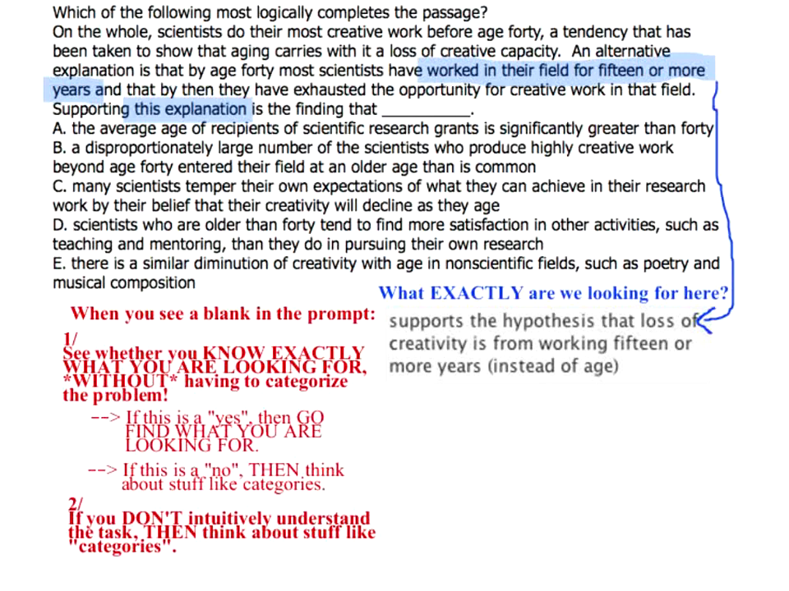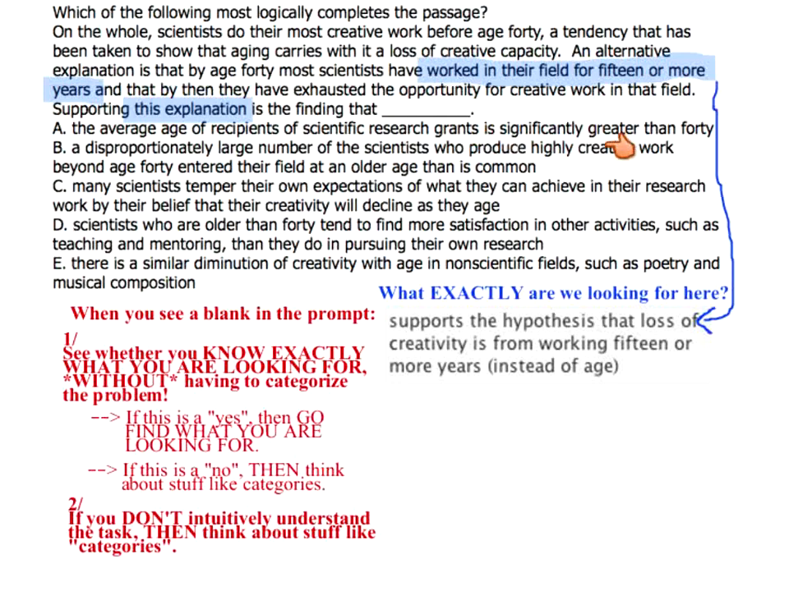Okay, yeah, we want to support the idea that it's the fact that you have been working in the field too long instead of the fact that you are older. So, choice A doesn't really support either idea because choice A goes against everything that we are talking about. Choice A indicates that at least some people over 40 are the ones doing the creative research. And then there's also the problem that research grants are not super closely related to creativity.